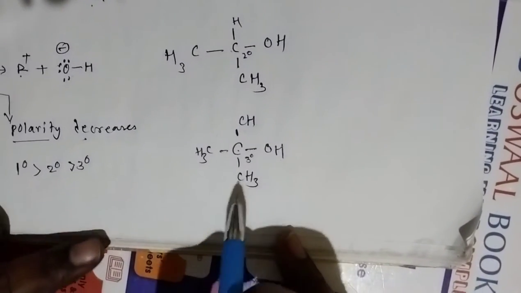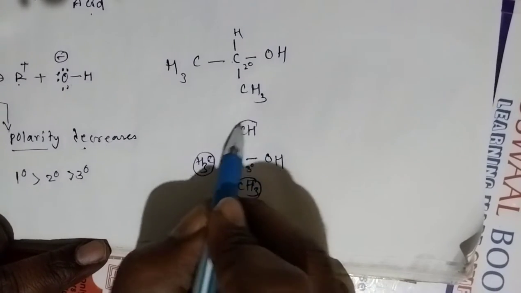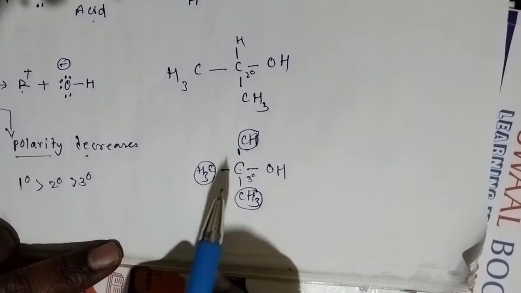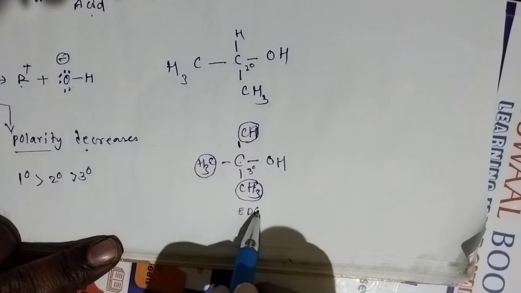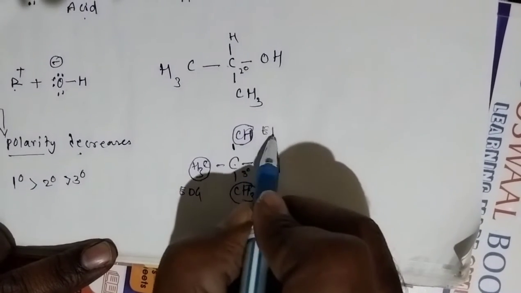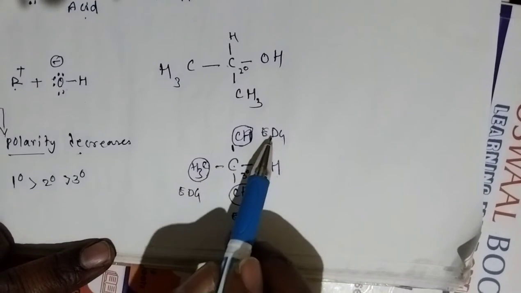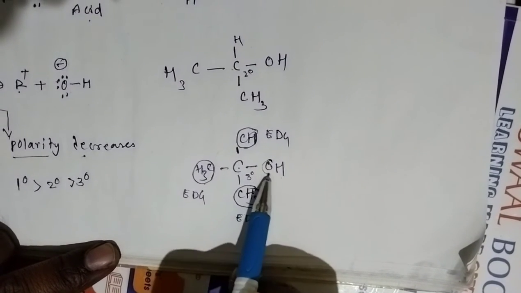See, if you observe tertiary alcohol, three alkyl groups are there. So three alkyl groups try to donate electrons. Alkyl groups act as electron donating groups, so three electron donating groups are there. If more electrons are donated, then the number of electrons on the oxygen atom increases.